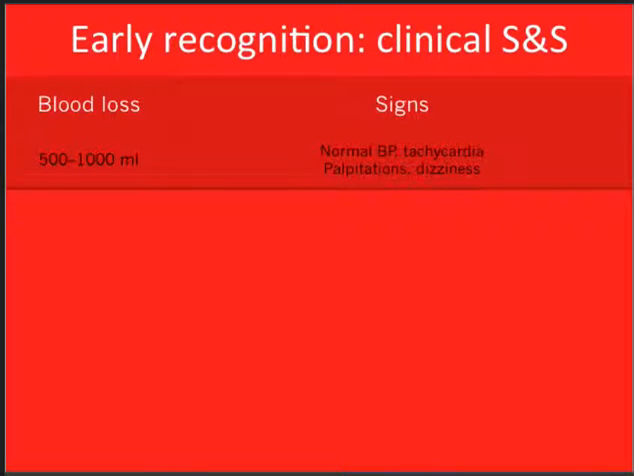What are the clinical signs and symptoms of increasing blood loss? This chart tells us if the woman lost between half a liter and a liter, she still can have a normal blood pressure. The pulse rate will go up. She might tell you that she has palpitations or symptoms of dizziness. First sign of blood loss.